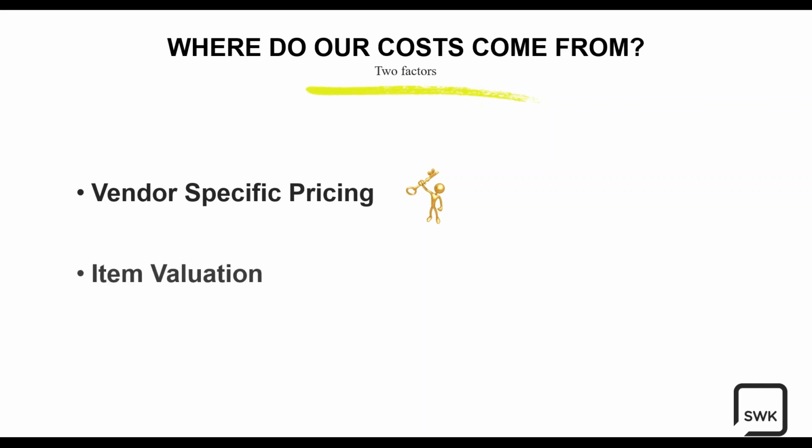And also, we can simplify this a little bit, because when looking at costing in Sage 100 related to purchase orders, there's really only two factors: this vendor-specific pricing and the item's valuation. It's going to look at the item's valuation to see which cost to use on item maintenance, but then it's also going to look at vendor-specific pricing if that's in place, and that vendor-specific pricing is going to trump your item valuation pricing. So keep that in mind.